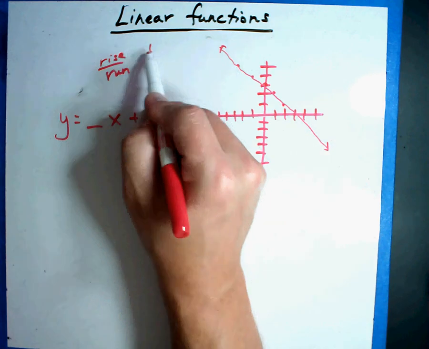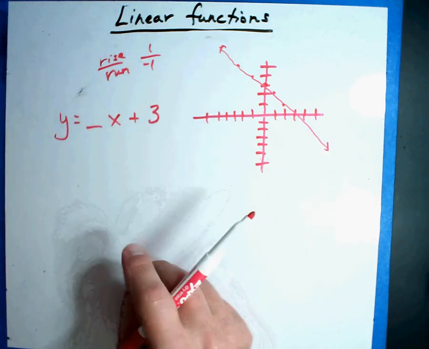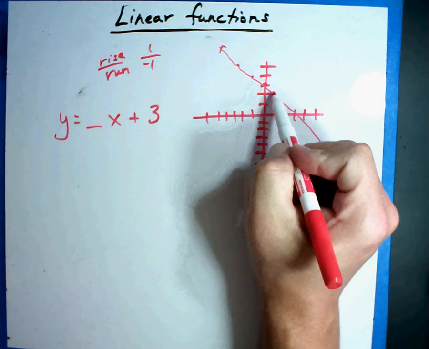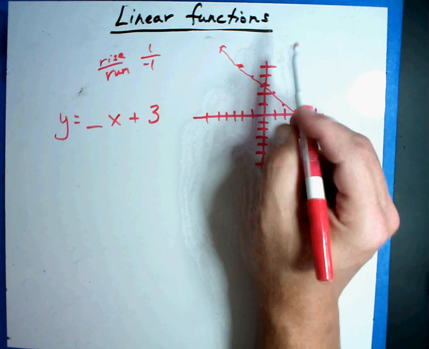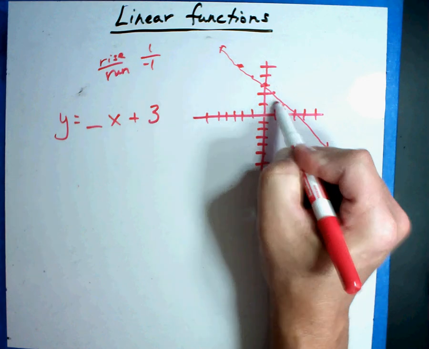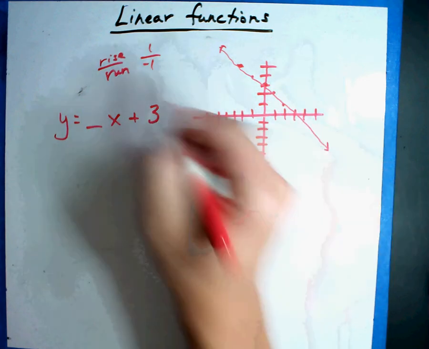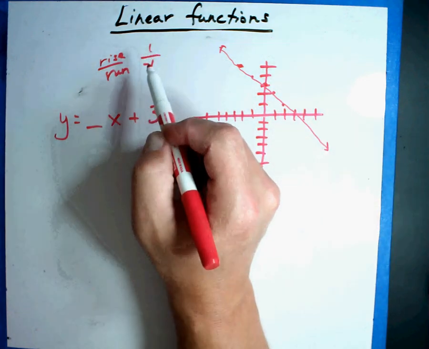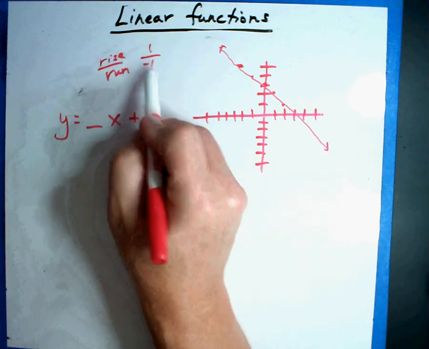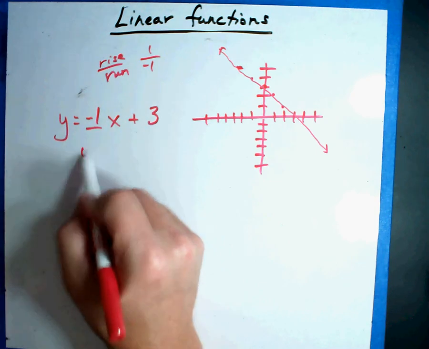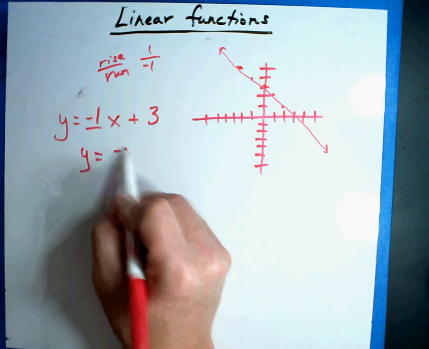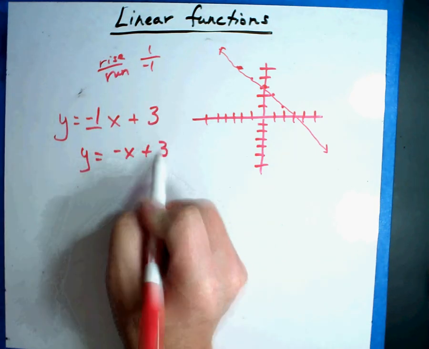So I went up 1, and I went in a negative direction. Did that happen again? Up 1, left 1, up 1, left 1. Yeah, it did. Is it down 1, right 1, down 1, right 1, down 1? Yeah. So I have a negative. Well, 1 over negative 1 is negative 1. So my formula is y equals negative x plus 3.